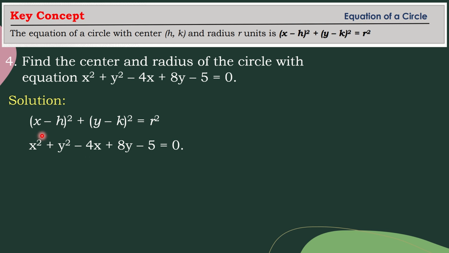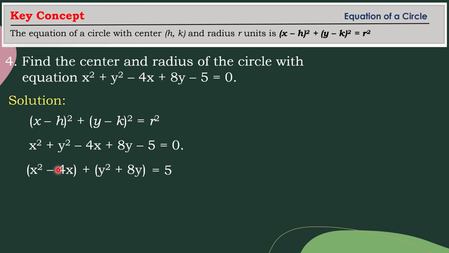Next, we're going to separate the terms with x variable from the terms with y variable and from your constant. For x terms, it will become the quantity of x squared minus 4x, then plus your y terms, so the quantity of y squared plus 8y, and your constant will be transposed. So that is equals 5. So bakit po naging 5? If you do transposition, the sign of the number would also be changed.